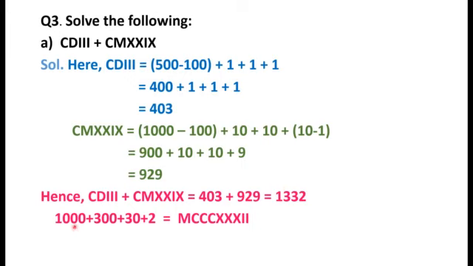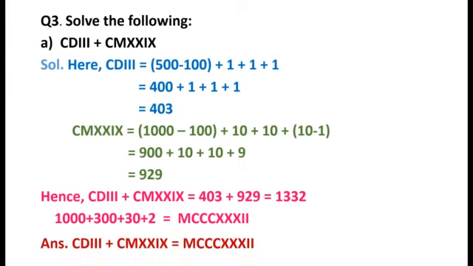So we can expand it as 1000 plus 300 plus 30 plus 2. Okay. So what are the letters for 1000, 300, then 30 and 2? For 1000 we have M. For 300 we have 3 times C, that is 100 plus 100 plus 100. Then for 30 again we have 3 times X, that is 10 plus 10 plus 10, and 2, so I and I, 1 plus 1.